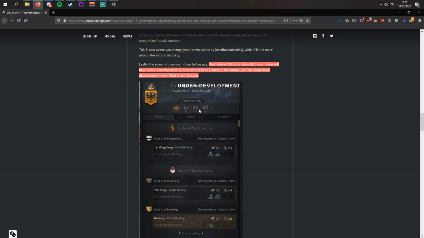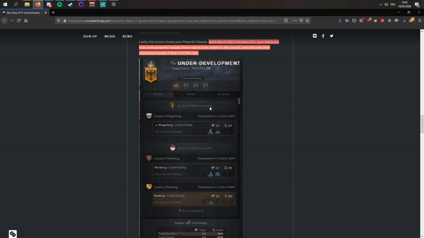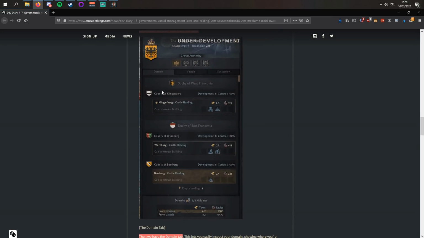Now, down here we have the domain overview. As mentioned before, we have the Duchy of West Franconia, and this is essentially where your domain holding is, in which duchy. For example, we have the County of Klingenberg under our direct control. You can see development and control. This is how prosperous it is, and this is how well you are exploiting the prosperity. Then we can see its holdings, or rather its buildings in the holding, and we see the income that we get directly. And this is, of course, located in the Duchy of West Franconia.